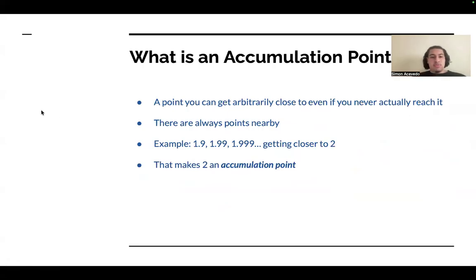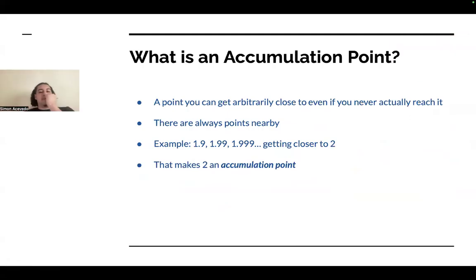Okay, what is an accumulation point? Well, an accumulation point is a point you can get arbitrarily close to, even if you never actually reach it. Meaning there are always points near that point. So for example, 1.9, 1.99, 1.999, you're getting closer and closer to 2. This makes 2 an accumulation point, right? It's a point that you can approach, which is part of the proof as well.